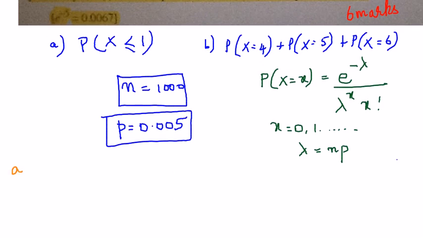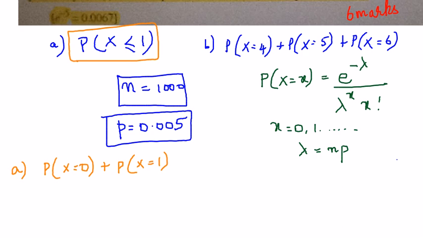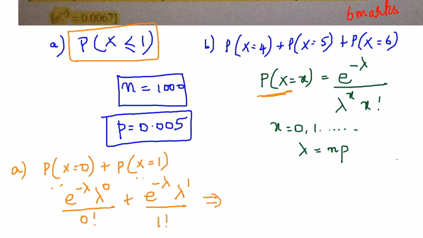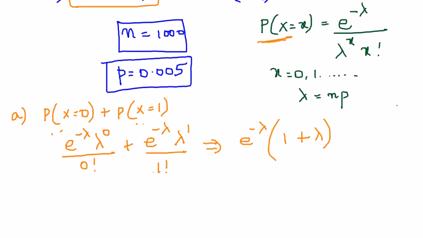Now let's start with the A part, right? It's going to be probability of x equal to 0 plus probability of x equal to 1. That is probability of x less than or equal to 1. Now substitute in the formula. All I have done is substitute for x in the formula here. Now I'm going to take e power minus lambda outside. So the first term becomes 1 and the second term becomes lambda. But I know that lambda is equal to 5.